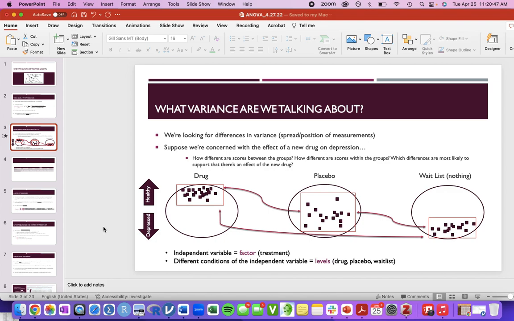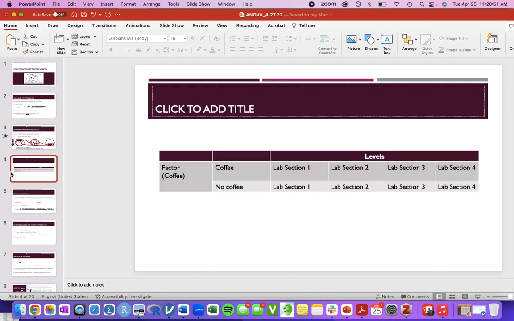So drug, placebo, waitlist. Maybe an easier example to think about is coffee across lab section groups. So here we have one factor, which is coffee. Groups can either have coffee or no coffee. And we have 4 levels, so 4 lab sections.